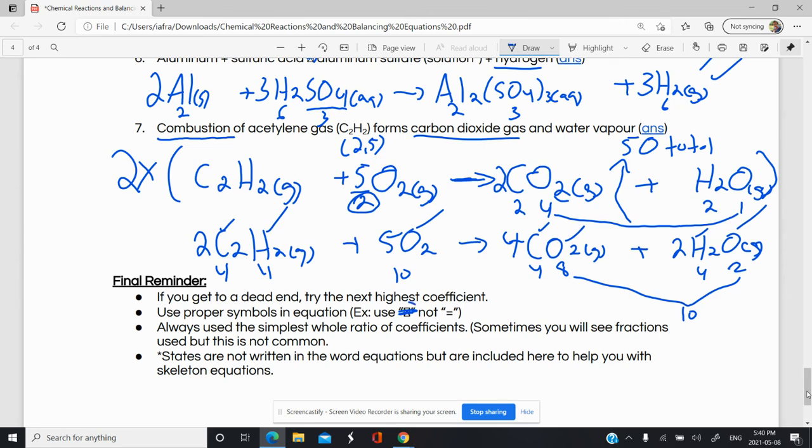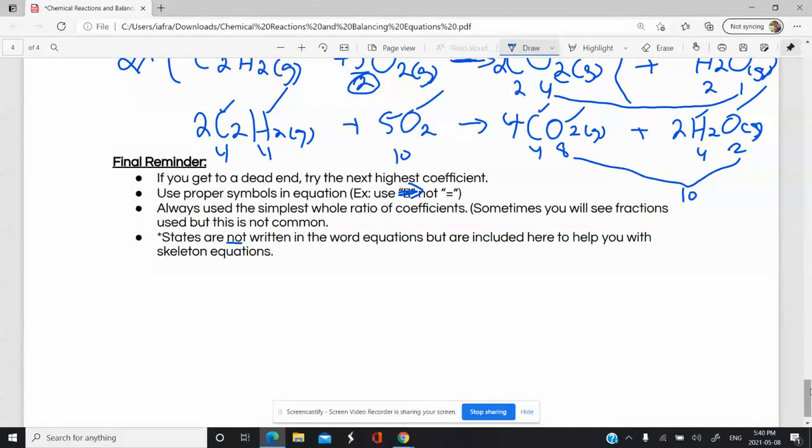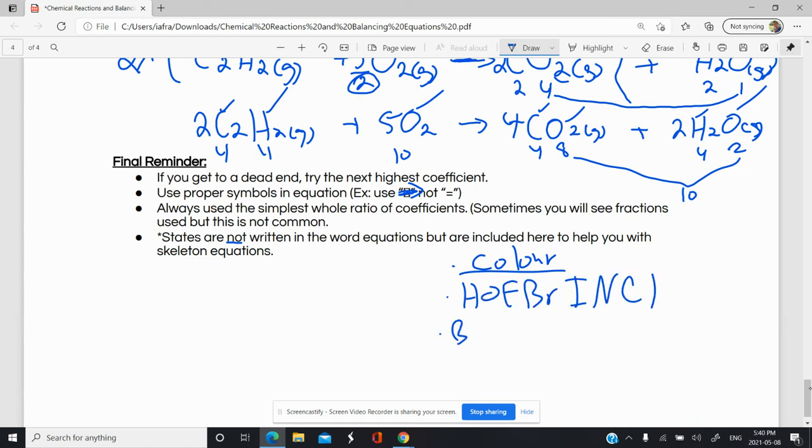A few things to remember is you want to use the proper symbols. So you want to use the arrow, not equals, for example. When you're balancing, make sure that you always use the simplest ratio. If you do have fractions, you can get rid of the fractions. And remember that states are not written in the word equations, but they will sometimes be included if I give you a question where it's harder to figure it out. But you do know how to find out most states by looking at the periodic table of colors, the color coding of the font, by remembering your Hofbrinkel elements, and by also remembering that bases and acids are usually going to be aqueous in that case.